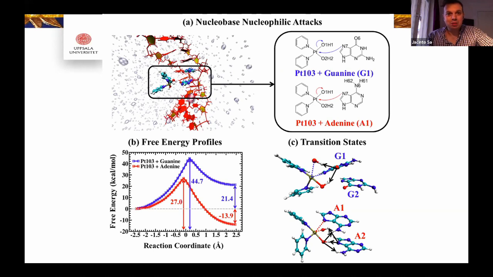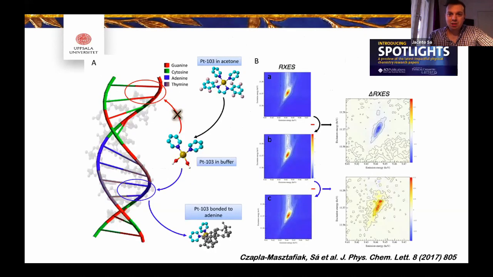So just to sum up, you have your platinum 103, it gets into the buffer, it hydrolyzes, but it basically does through hydroxylation, and then it binds to the adenine, not to the guanine and not to the phosphates of the adenine.